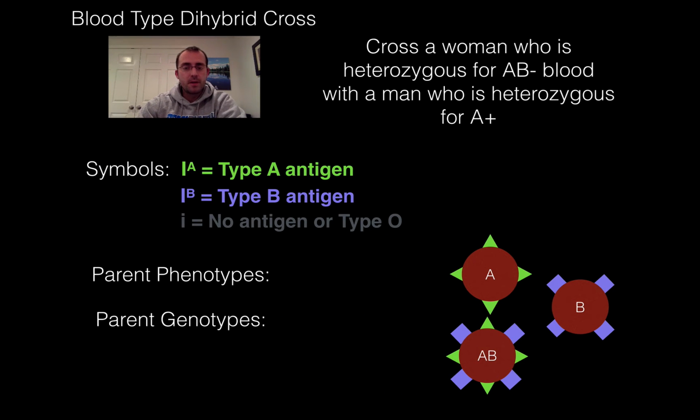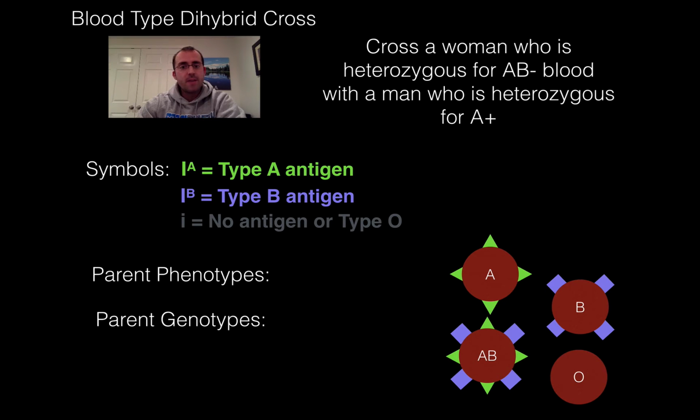Now there's a third allele, a third mutation that occurred for this type A or type B antigen, and this actually codes for no antigen, which gives us type O. Notice we use a little i for this because this is recessive, which means if you have a type A and a little i allele, you will produce type A antigens and then also no antigens, so the A kind of overrides the no antigen gene.